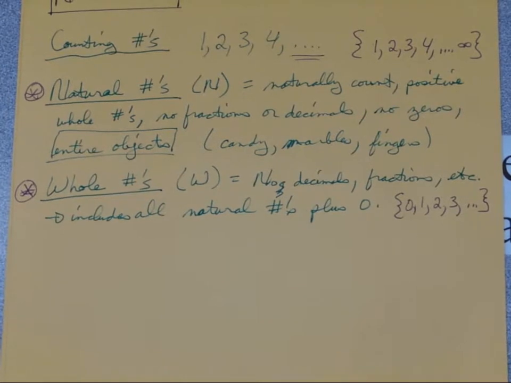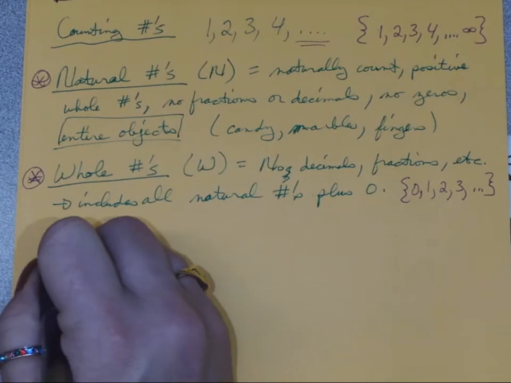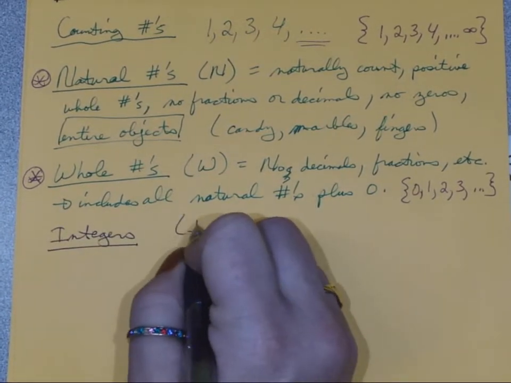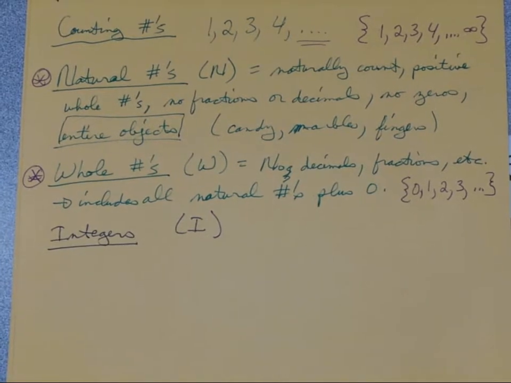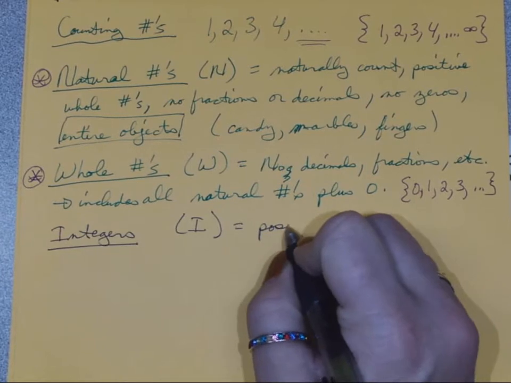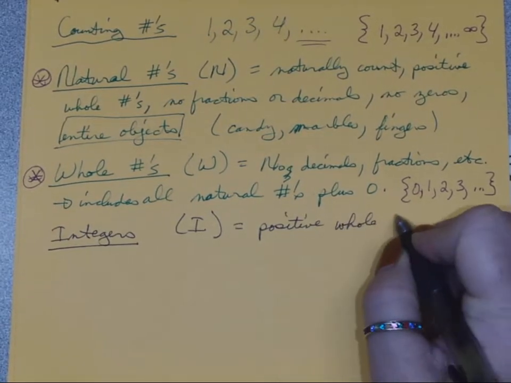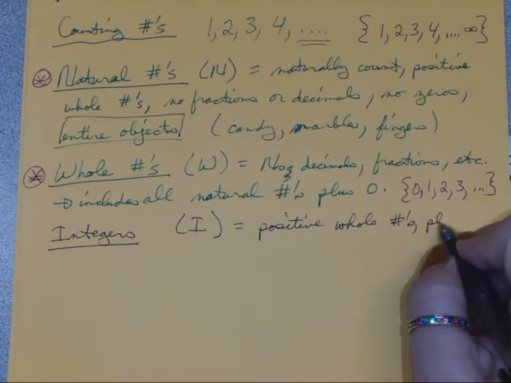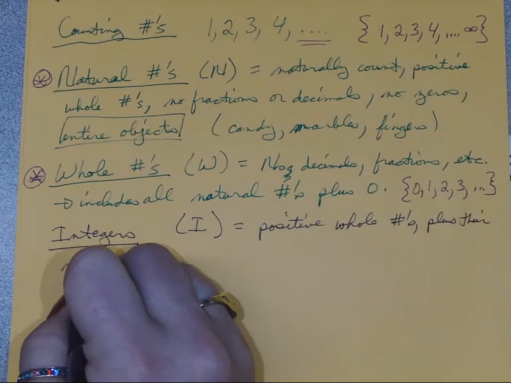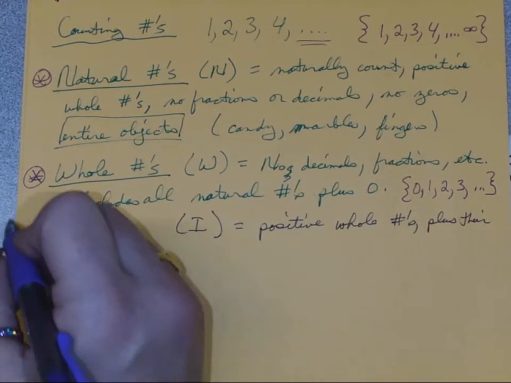And that is actually the next set, my integers. So next is integers. The letter we use for that is I. Okay. And basically, it's all of those positive whole numbers plus their negatives. All of the positive whole numbers plus their negatives. So that's the next set.